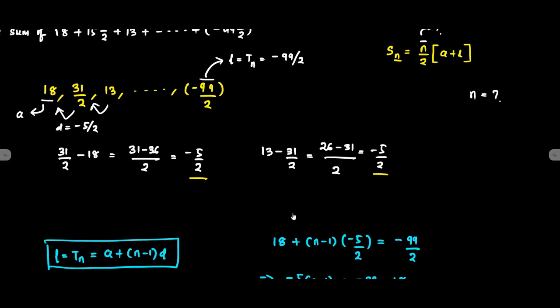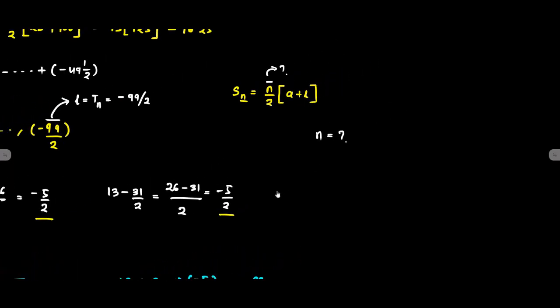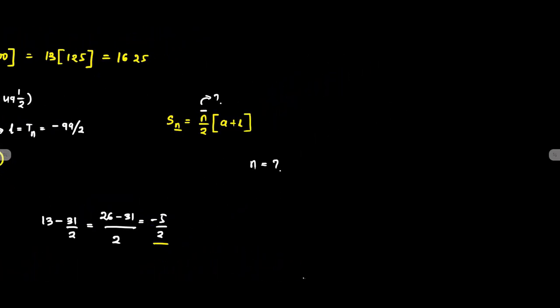So now using this formula, n by 2 into a plus L, we'll try to find out the sum of these 28 terms. So S28 is equal to 28 by 2 into the first term, which is 18, plus the last term, which is minus 99 by 2.